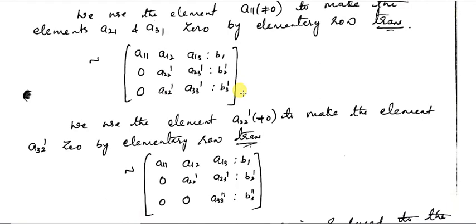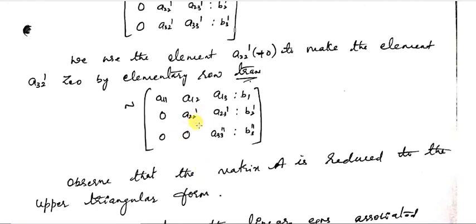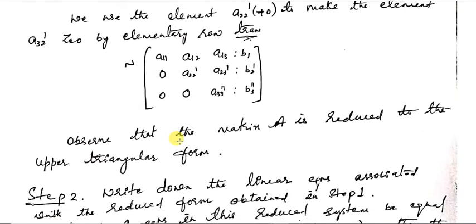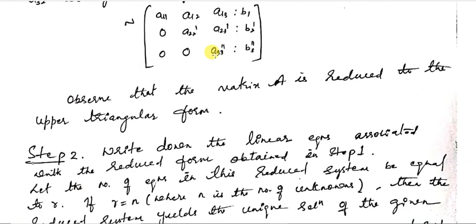I have shown the equivalent matrix by writing the elements with dashes. Easily you can see that finally, after the row transformations, this is the coefficient matrix, right? And this complete matrix is called the augmented matrix. But we have to observe the coefficient matrix, where all the elements below the principal diagonal are zeros. Hence, we can stop at this stage and write the solution now. After reducing the matrix A to an upper triangular form in the augmented matrix, we have to write down all the linear equations associated with the reduced form obtained in step 1.